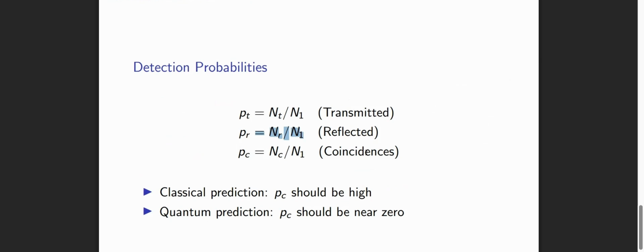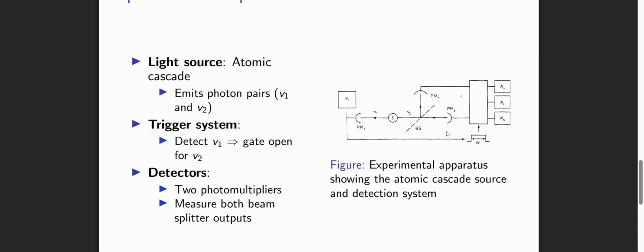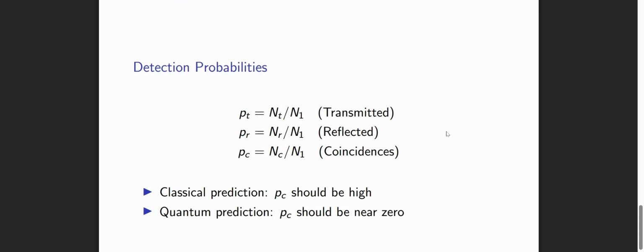And this is the coincidence probability. That means if the light is getting transmitted as well as reflected at the same time, then the probability of coincidence will be given by the number of coincidence photons, that is, photons detected at both of the detectors, reflected and transmitted, NC, divided by the total number of incident photons. Now, as we know, if it's classical behavior of light, then PC should be a very high value as compared to the other two values, right?